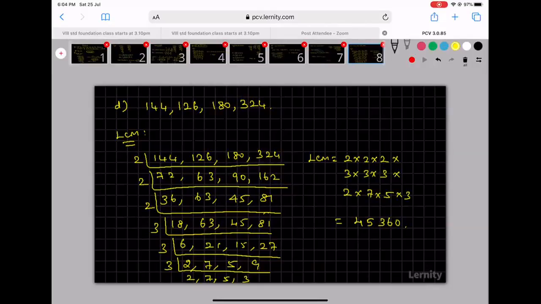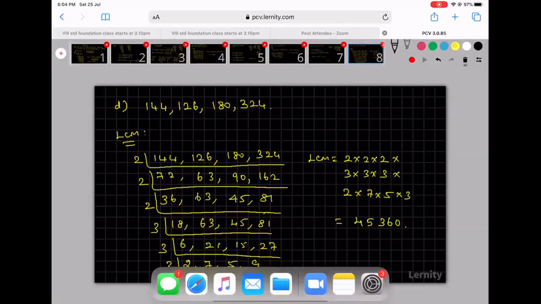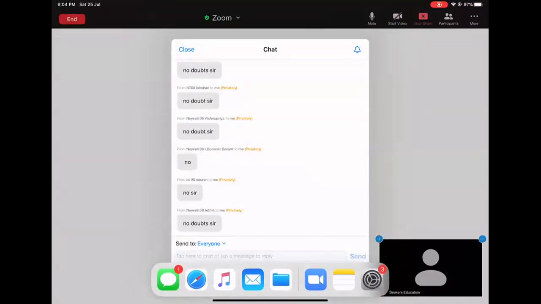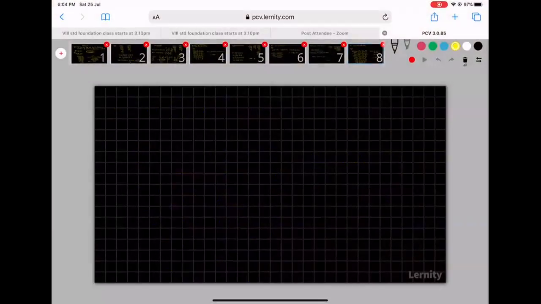Okay. Next, I want to find the HCF. If there is no doubt, please tell me. I will move to next slide. Okay. Here I want to find the HCF. First I'm going to take 144. 144 divided by 2 is 72, and 2 means I will get 36. Here 2 means 18. And 2 means 9 and 3 threes are 9.